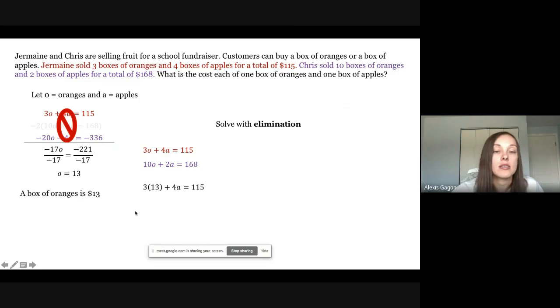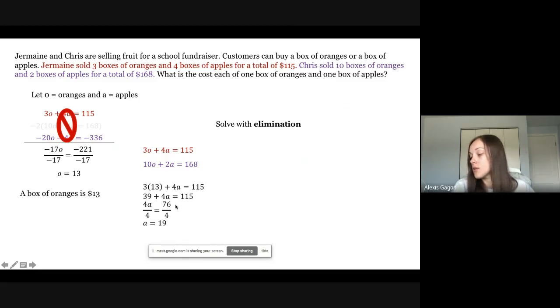So if I plug it into the top equation, that's 3 times 13 plus 4A equals 115. Well, 3 times 13 is 39 plus 4A equals 115. And then you should be able to solve this. Subtract that 39. You get 4A equals 76. Divide by 4, so A equals 19. And that means that a box of apples is $19. And then you're done. That's all you have to do with that.